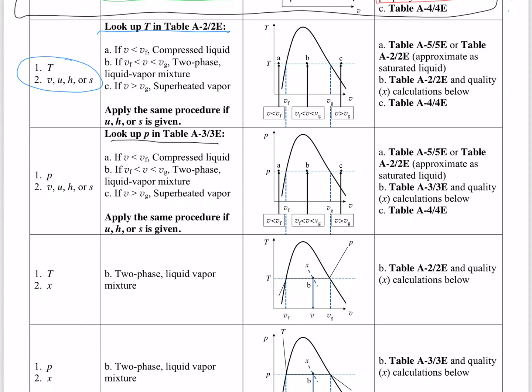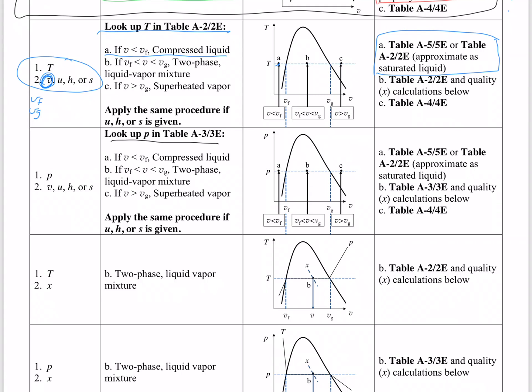We look up T on table A2, and if we're given the specific volume, then we would find vf and vg, and use those to determine where our given value falls. Is it less than vf? Then we know we're here at A, we're a liquid, and if we're a liquid, we would use table A5 or table A2 to approximate the liquid.